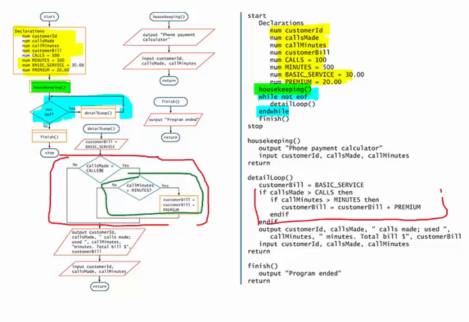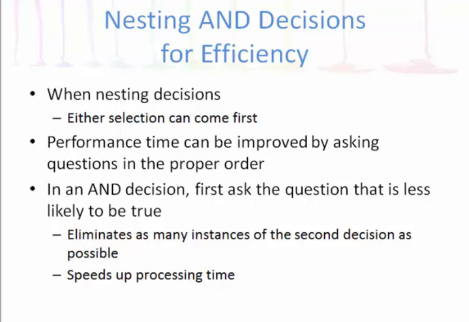So we are asking, that's why when I say we're using a conditional AND, we need to ask two separate questions. And if that question is true and that question is true, then we're only going to bill the premium. So that is only when we're allowed to bill the premium, because that's just what the client wanted, and then we only output the bill, the premium there. When nesting decisions, either selection can come first. Now, performance time can be improved by asking questions in the proper order.